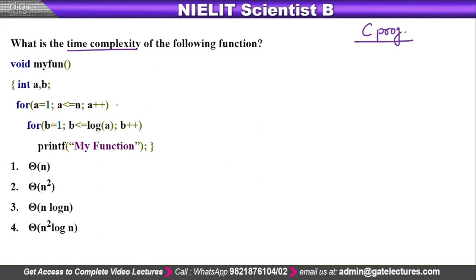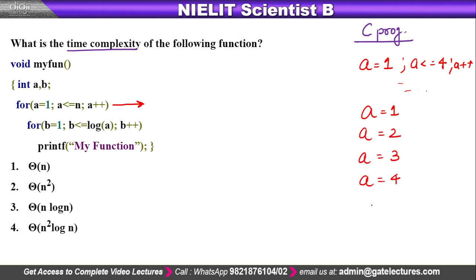Now can anyone think about how many times this for loop will run? Let's say that A is equal to 1 and the condition that I have is A is less than equal to 4 with this A plus plus. And suppose there are certain statements. So these statements will run for A equal to 1, A equal to 2, A equal to 3 and A equal to 4. As soon as A will be equal to 5, the condition will become false. So if I'm starting from 1 and the condition is less than equal to 4, my loop will run how many times? My loop will run 4 times.